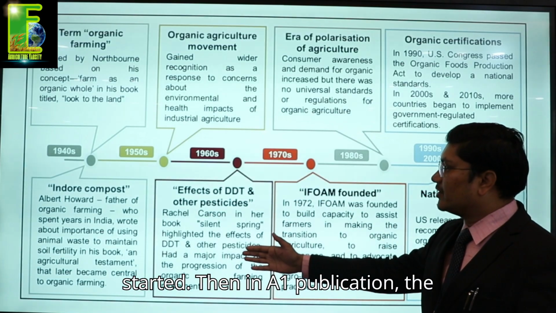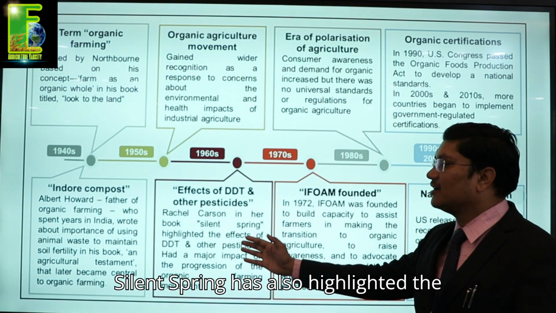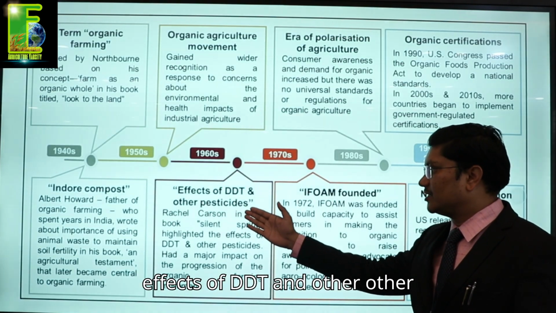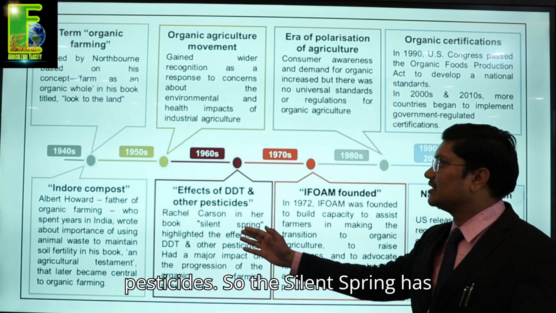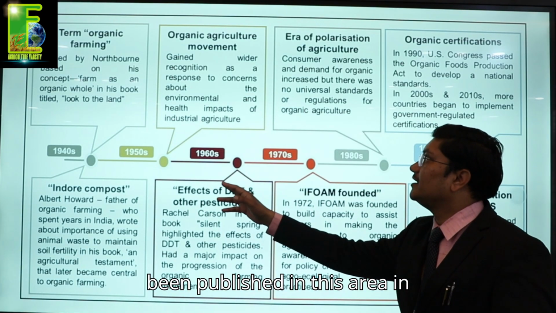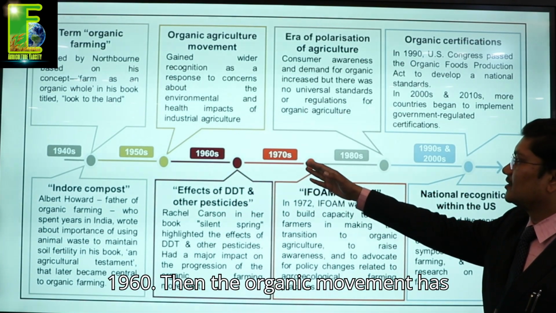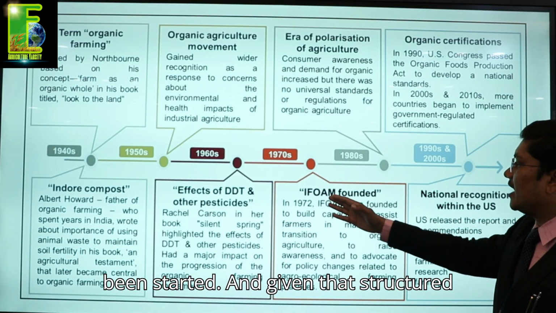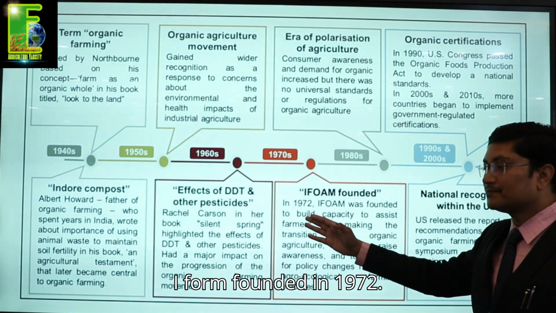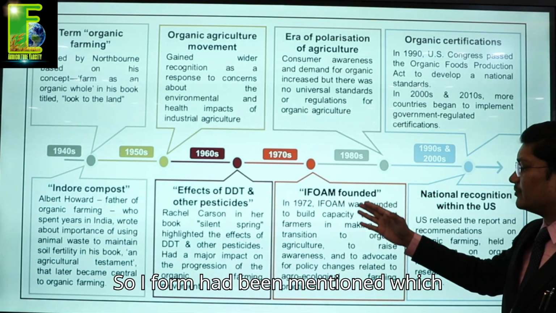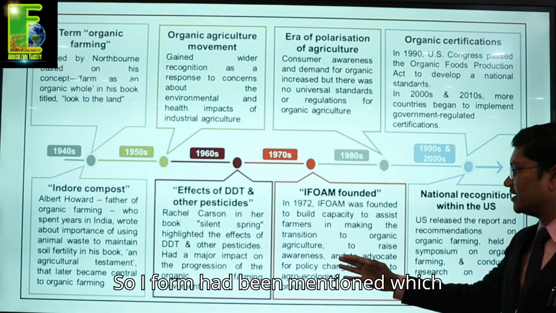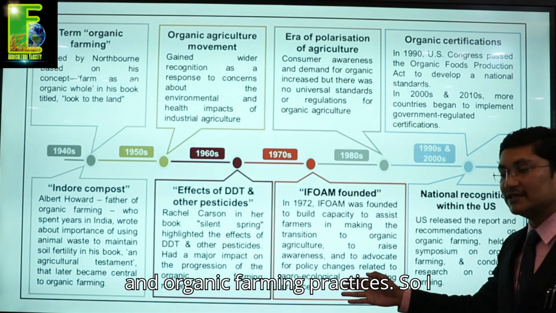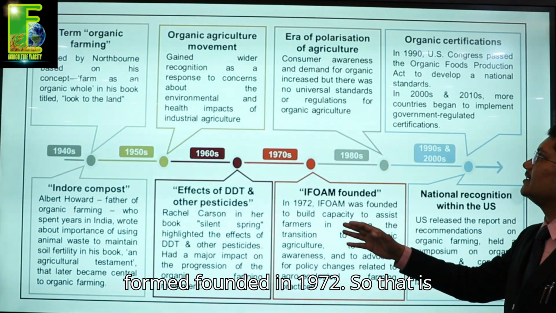Then one publication, Silent Spring, highlighted the effects of DDT and other pesticides. Silent Spring was published in 1960. Then the organic movement became structured, and IFOAM was founded in 1972. IFOAM deals with awareness, policies and changes regarding agroecological and organic farming practices. So IFOAM was founded in 1972.